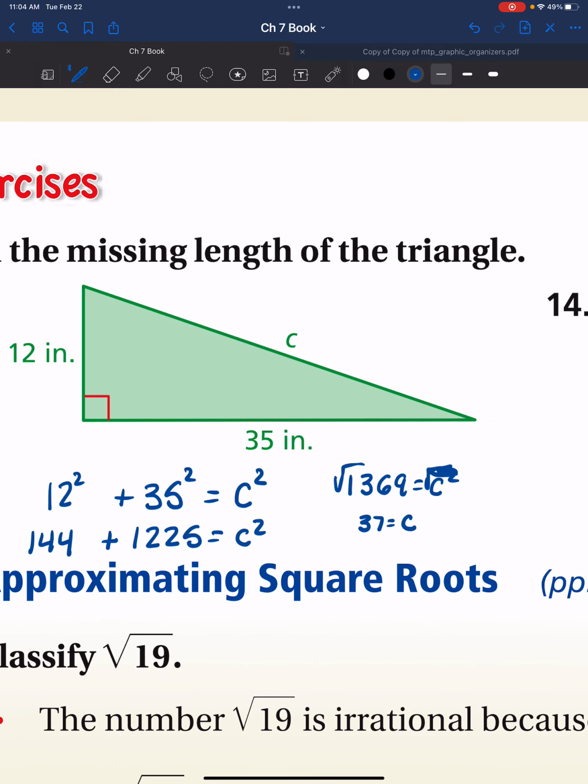Like, c has to be the longest, right? Yeah. And if it's 37, it would be longer than both of those. Okay.